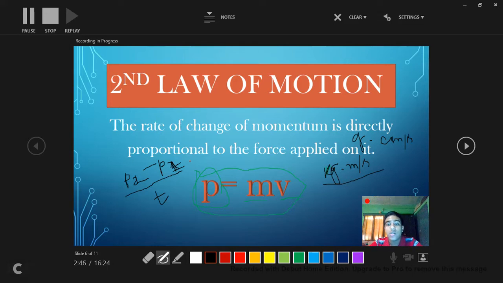Do not get confused. The rate of change of momentum is directly proportional to the force applied on it. This is the symbol of directly proportional. It means a body is moving, so it is changing the momentum. The velocity is changing as well as the momentum. So the rate of change of momentum is directly proportional to the force applied, the force due to which the change is occurring.